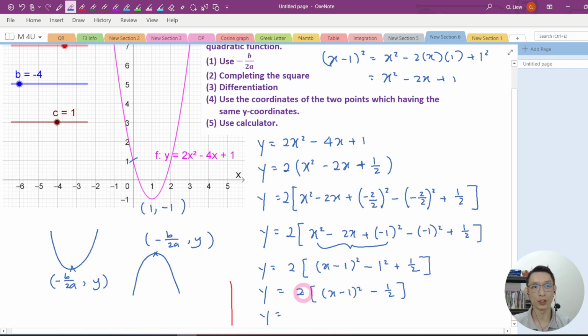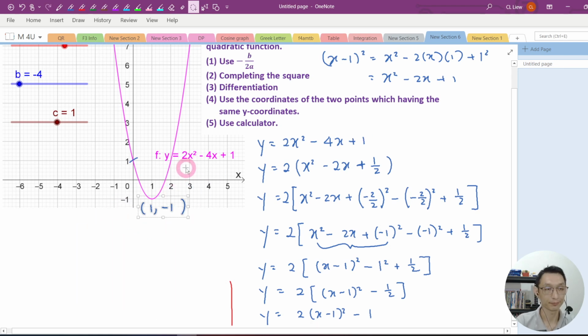Now I'm going to distribute the 2 inside the parentheses. So 2 times this, you get this one. 2 times this, you get negative 1. Okay, then we are almost there to get the coordinate of the turning point. For maximum point or minimum point, this inside here always equals 0. So x minus 1 equals 0. x is equal to 1. Now we got the x coordinate for the turning point.